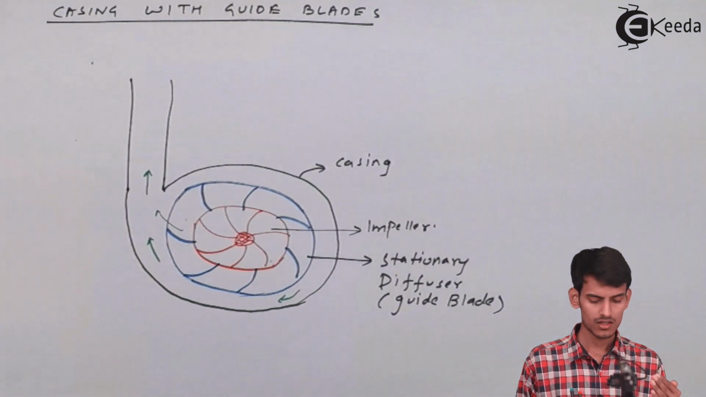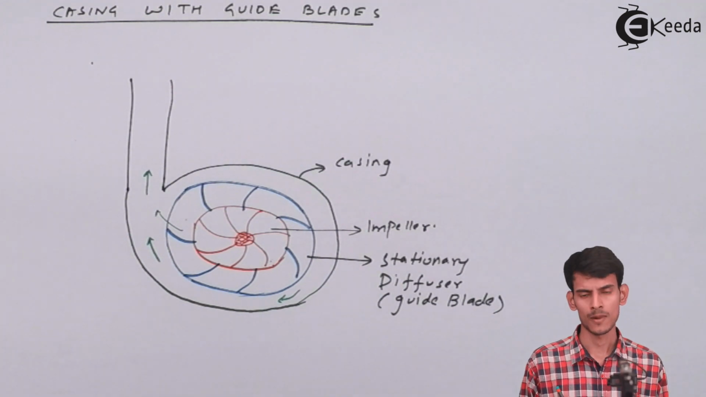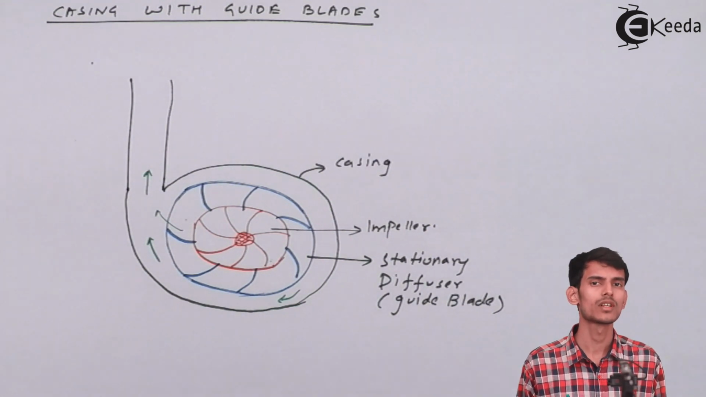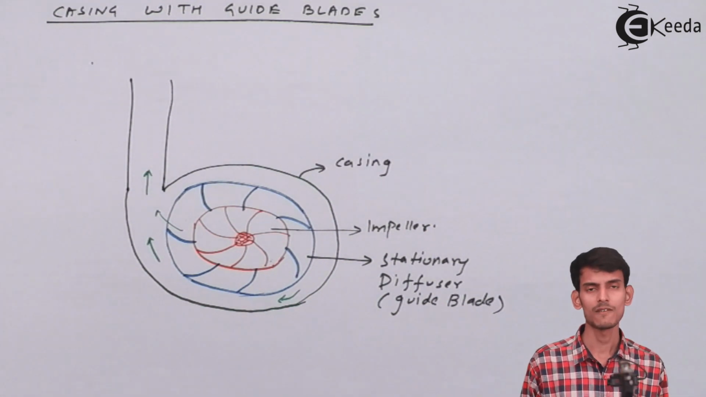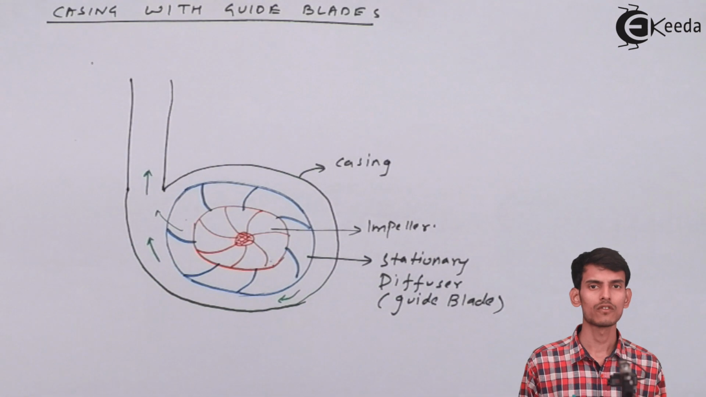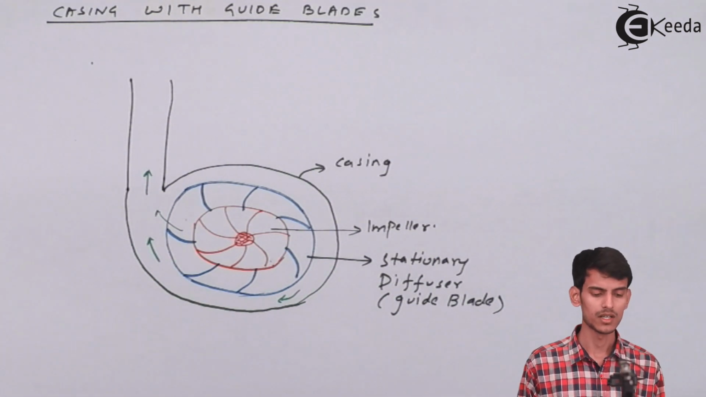Now, what the guide blade or stationary diffuser does is it's kind of a diffuser. It increases the pressure at the expense of velocity. So the pressure increases and the velocity goes on decreasing. And with such a high pressure, the water can very easily move upward. So this is just an advanced version of the two that we saw earlier. So, casing with guide blades.